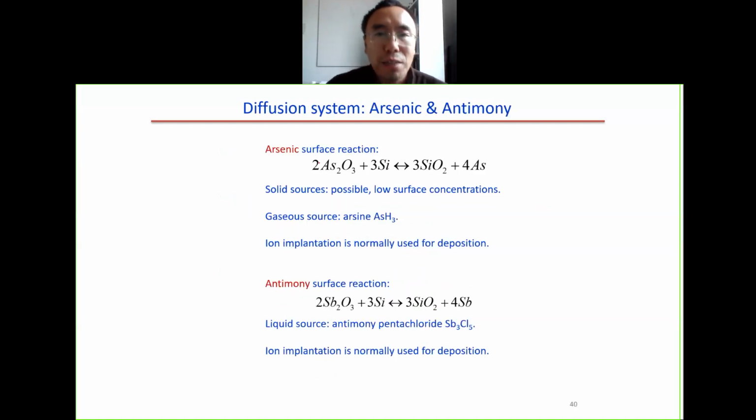For arsenic, it is possible to have a solid source, but normally we use arsine, and ion implantation is normally used for the deposition. For antimony, it's the same thing. We have antimony oxide reacting with silicon to form silicon oxide and the antimony dopant. The liquid source can be antimony chloride, but usually we do ion implantation for the doping of antimony and arsenic. Okay, thank you.